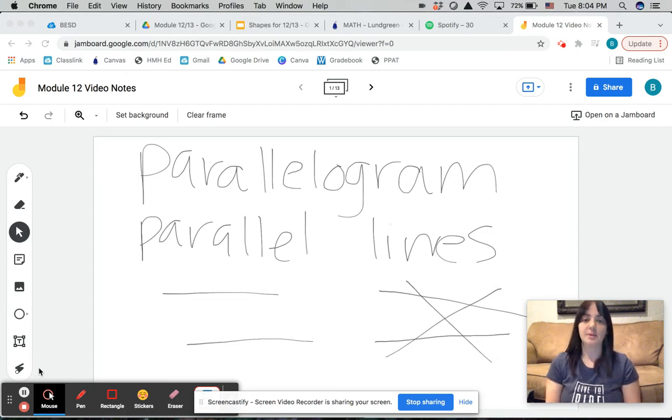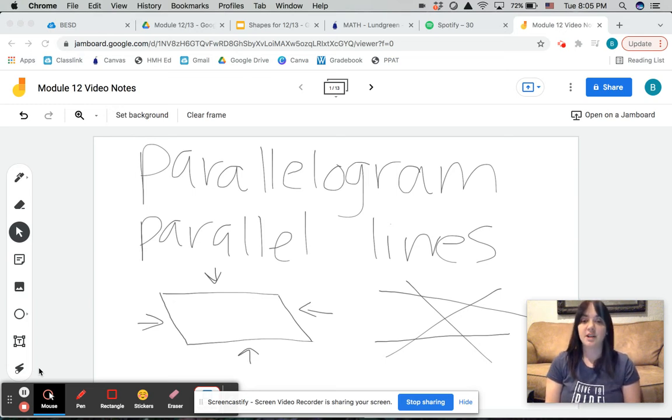A parallelogram is a shape that has two sets of parallel lines, which means this line and this line are parallel to each other. They will never cross. And then there's two lines like this, and these two lines are parallel, so they will never cross each other. For it to be a parallelogram, they have to both be parallel sets of lines. If they are not both parallel, they are not a parallelogram. All right.